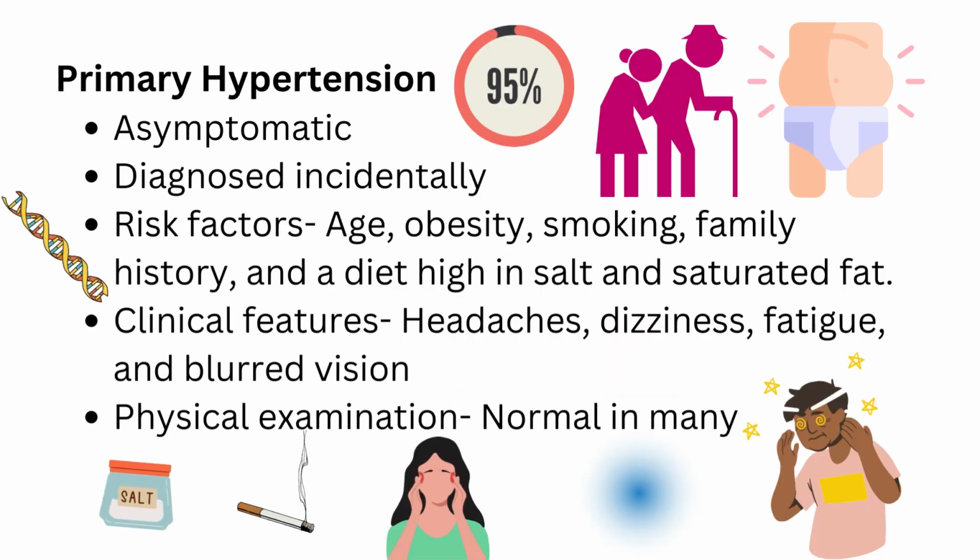Primary hypertension is the most common type, accounting for 95% of cases. It develops gradually over time, and most cases are asymptomatic and are diagnosed incidentally on blood pressure recording or measurement. Risk factors include age, obesity, smoking, family history, and a diet high in salt and saturated fat. Clinical features may include headaches, dizziness, fatigue, and blurred vision. Physical examination may be unyielding.